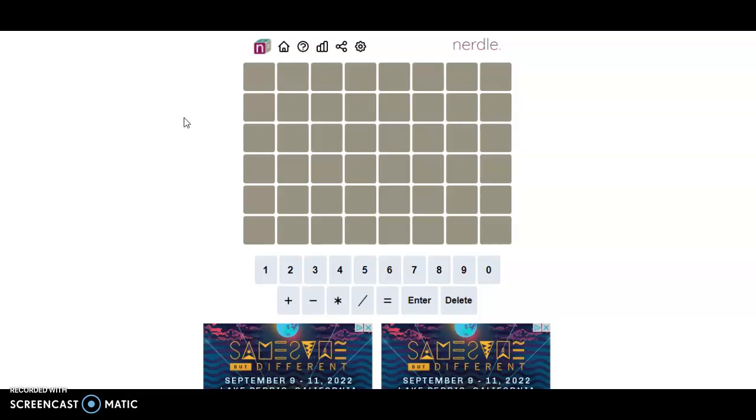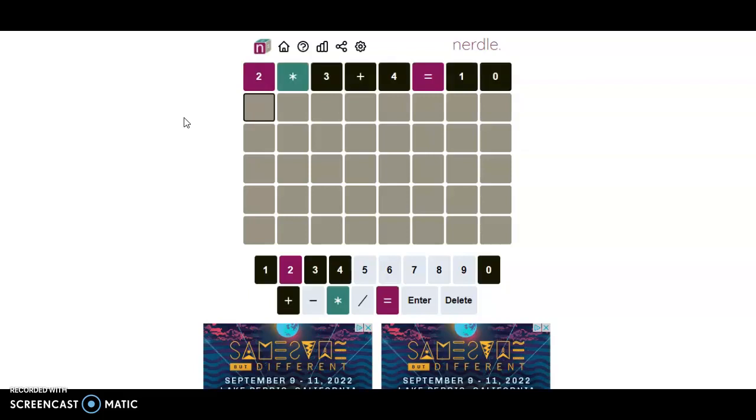Nerdle number 129. Okay. So we placed a multiplication in the right place for a change. The equal sign's in the wrong place, so we're probably gonna have times and minus or something. So let's see. No, wait a second.